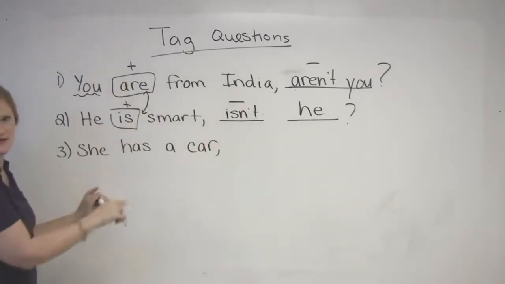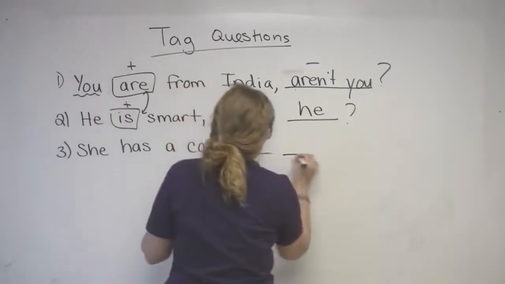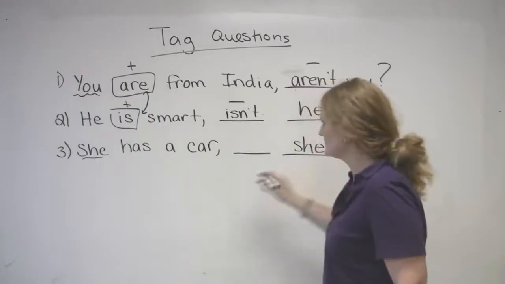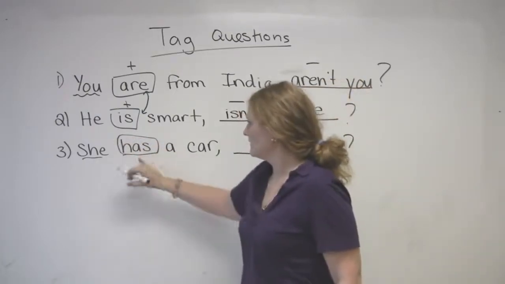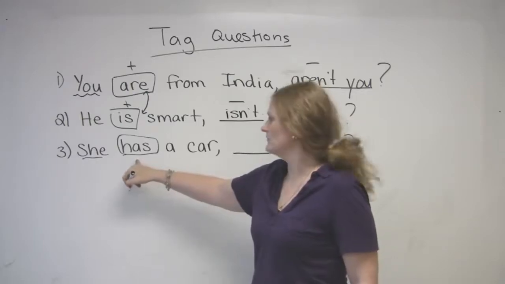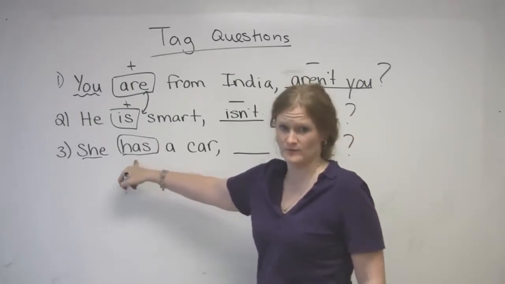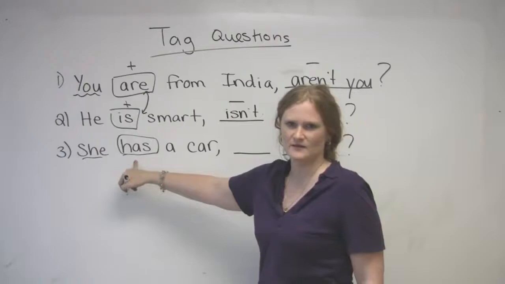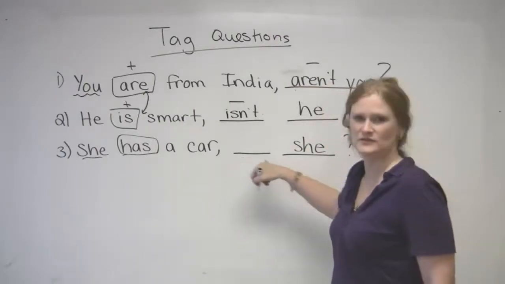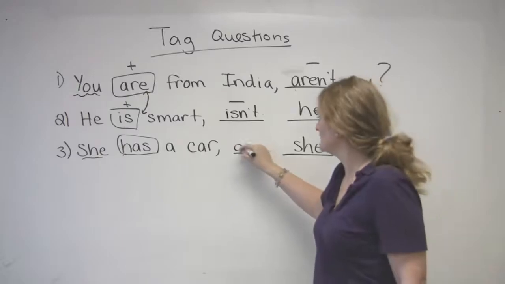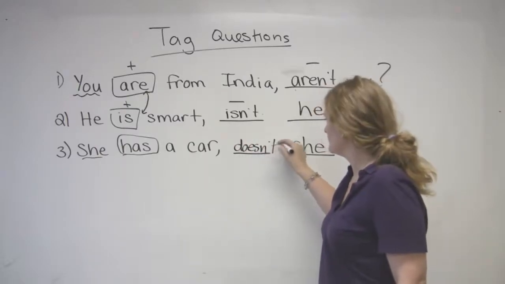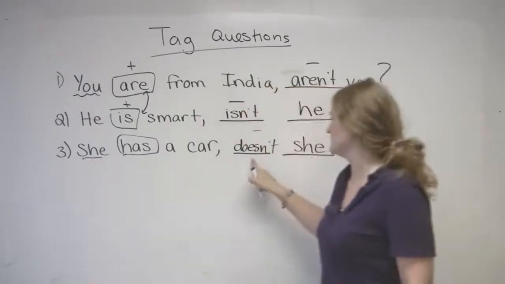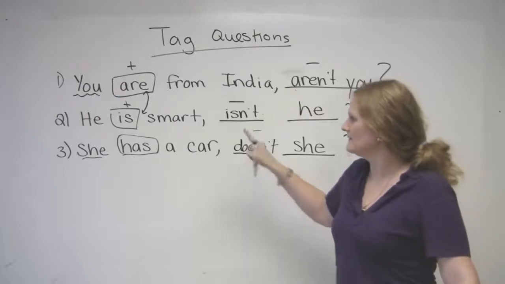Can you do this one? She has a car. So this does not change. If you can remember the rule for have or has, we have to use the auxiliary verb do. But what do we use with she or he? We don't say do she. We have to say doesn't she. As long as we use she or he, we have to change it to doesn't she or doesn't he. Okay?